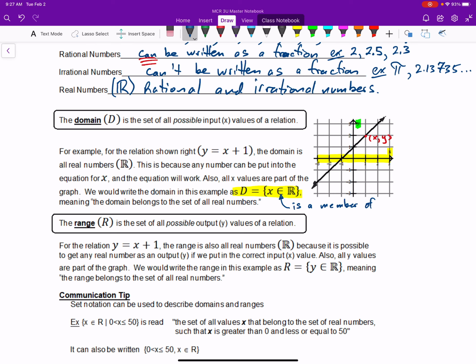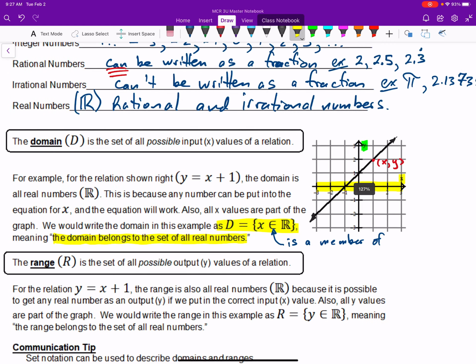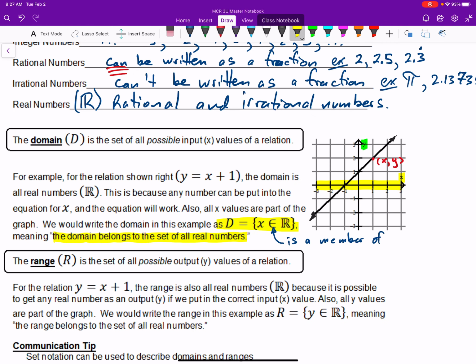So it's just saying that the domain is a member of real numbers. In other words, the domain is all real numbers is another way of reading this. And that's what it actually says right underneath. Domain belongs to the set of all real numbers. So it's all real numbers. There's no exceptions. Be clear on this. Be really clear on what I'm saying about domain before you go on, because if that clicks into place, everything else will. Okay?